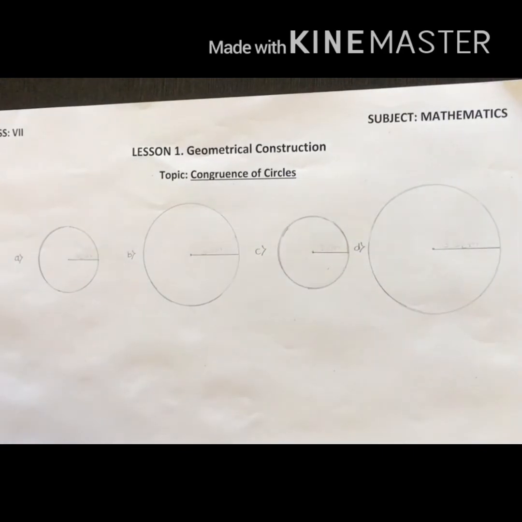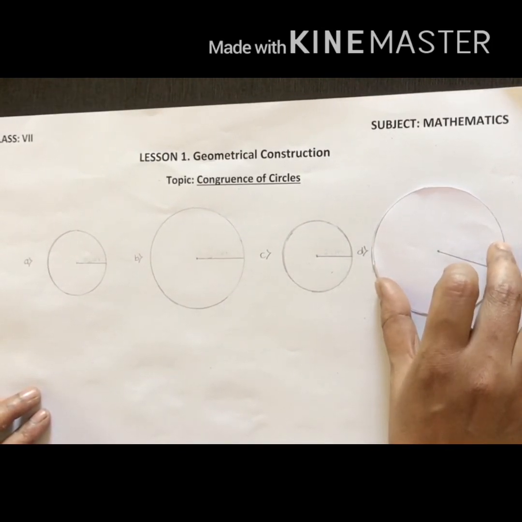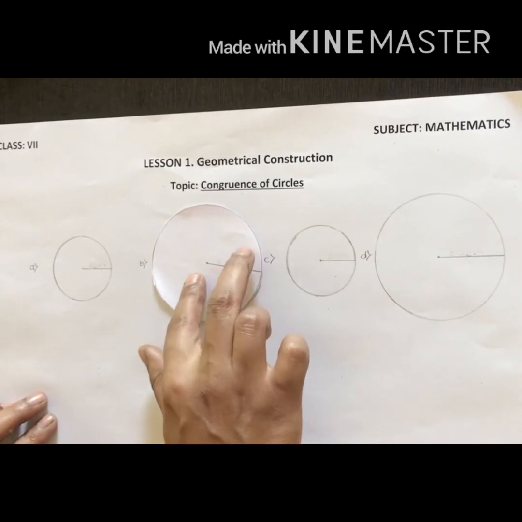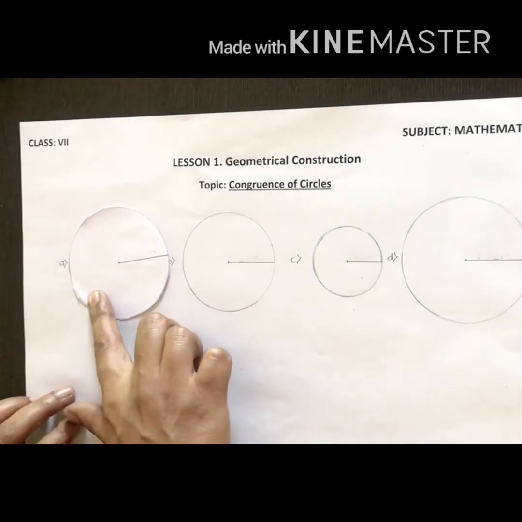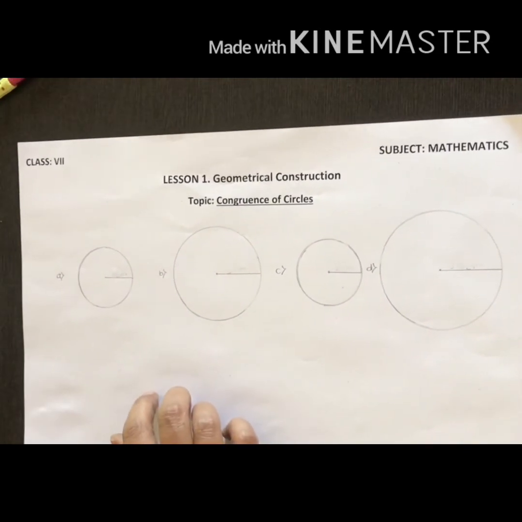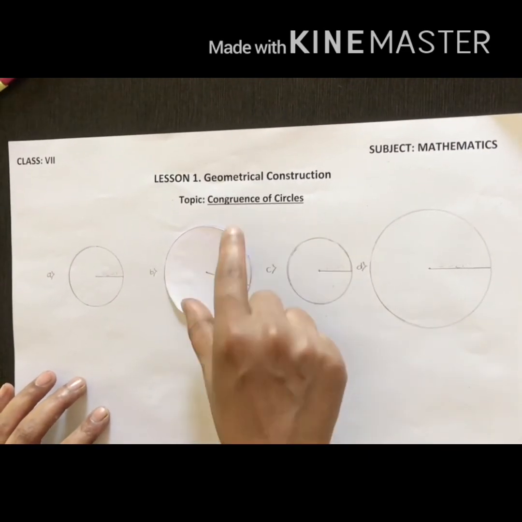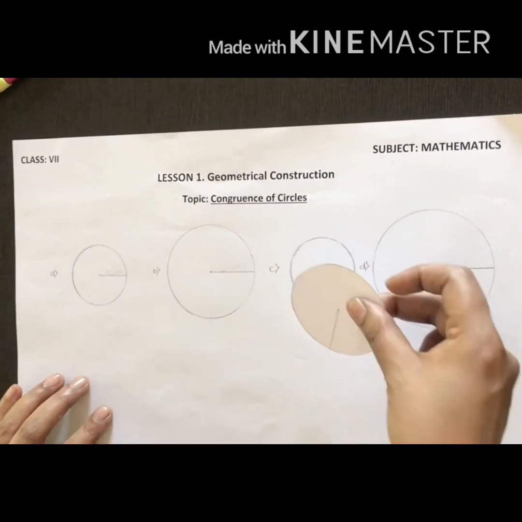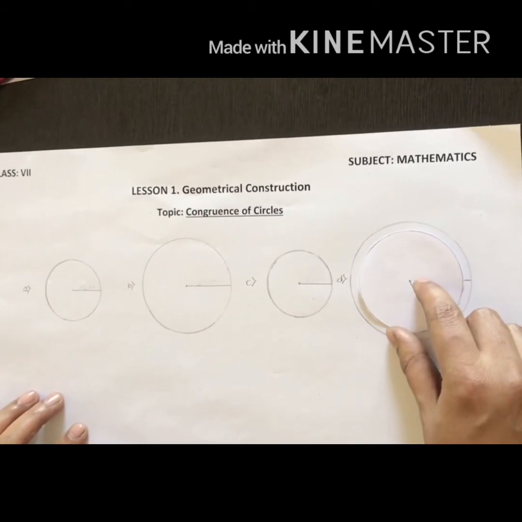If we observe another circle, it matches with this D circle. If we put it on C, obviously it will not coincide. If we put it on B, it will also not coincide. If we put it on A, it will also not coincide. If we keep this B circle on the other circles, obviously it will not coincide with A, it does not coincide with C, and it does not coincide with D.